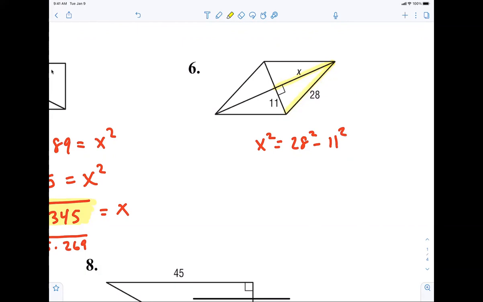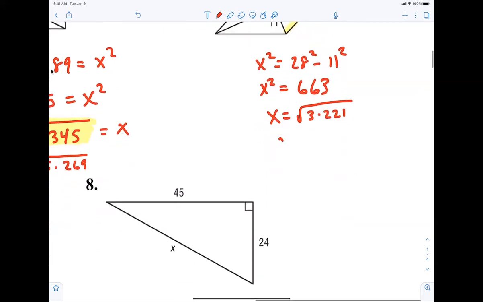So now somebody tell me what 28 squared is. Minus 11 squared, which is how much? 663. So x is equal to the square root. So I know 3 goes into that, right? 3 times 221. I think 221 is prime. So it's just the square root of 663. All right, I'm good with that.